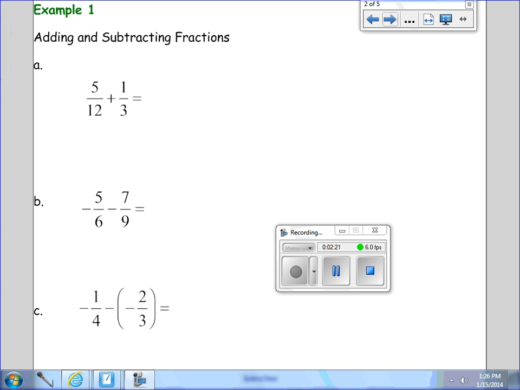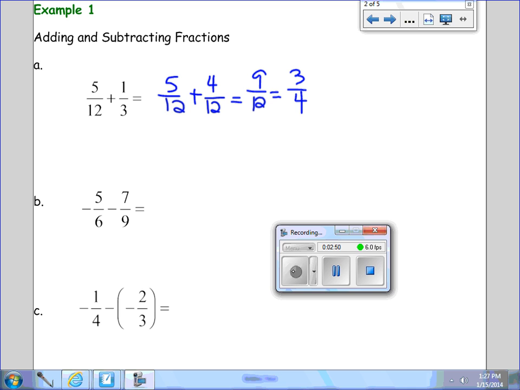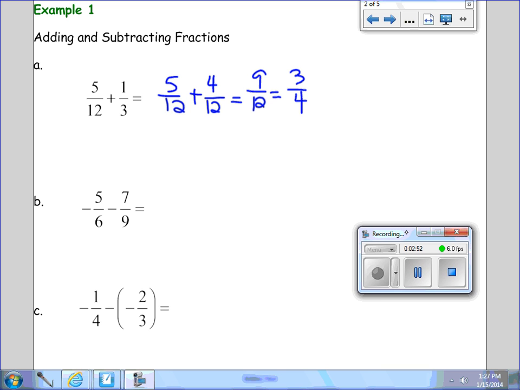Now, we're going to have examples A, B, and C, where we're going to add and subtract the fractions. In example A, we need to find the least common denominator of 12 and 3. So 5/12 will stay the same. An equivalent fraction of 1/3 with the denominator of 12 would be 4/12. 5 plus 4 is 9/12. Simplified is 3/4.